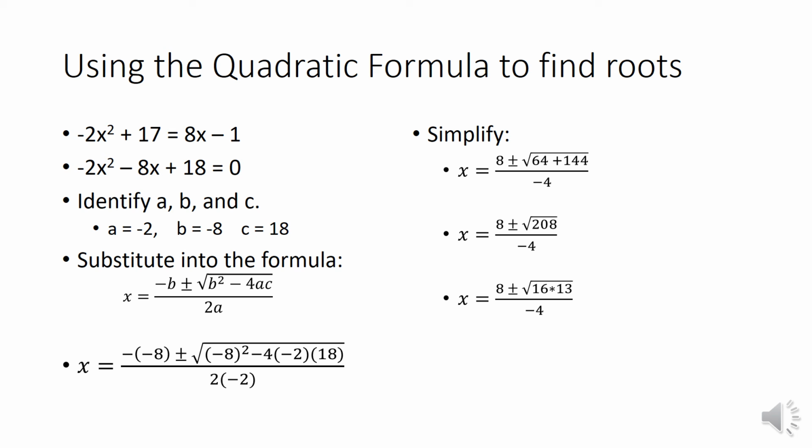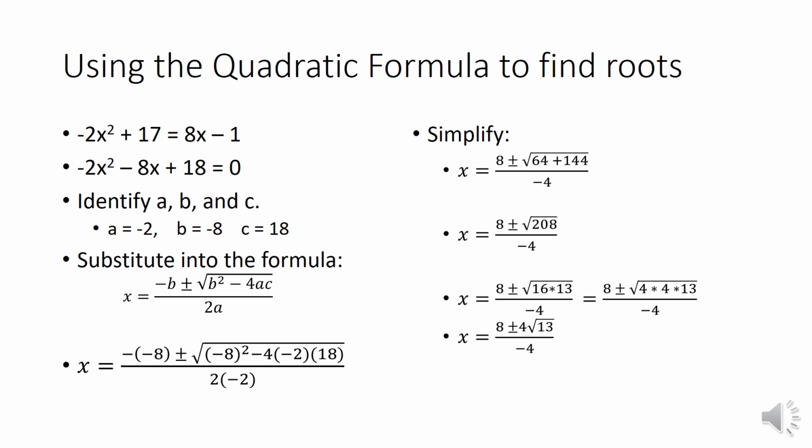Now, of course, 16 is just equal to 4 times 4, so we can actually replace it even further like that. So we have 8 plus or minus the square root of 4 times 13 divided by negative 4. Now, if you have two numbers that can pair with each other the way that these 4's are, then you can just drag those outside of the radical and put them right in front of it.